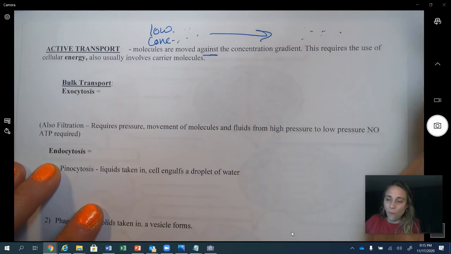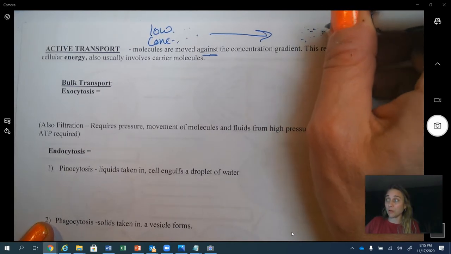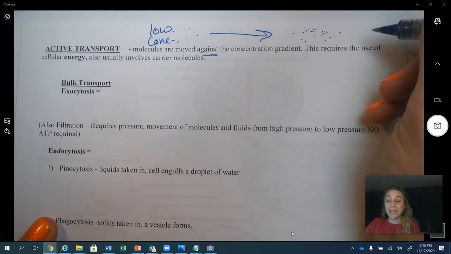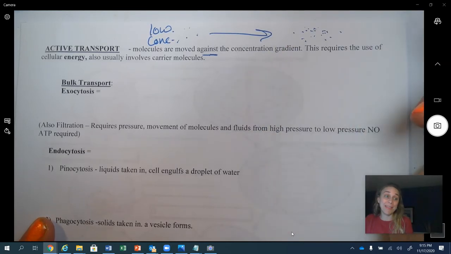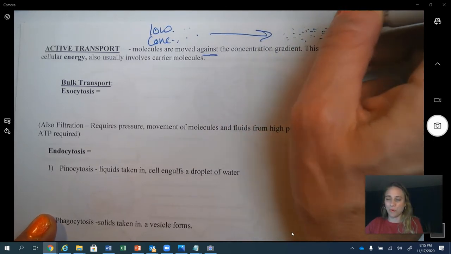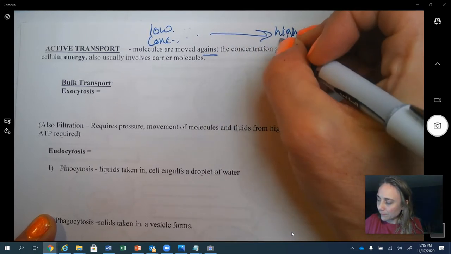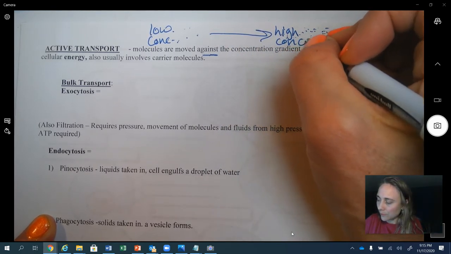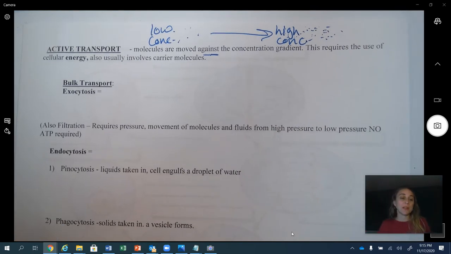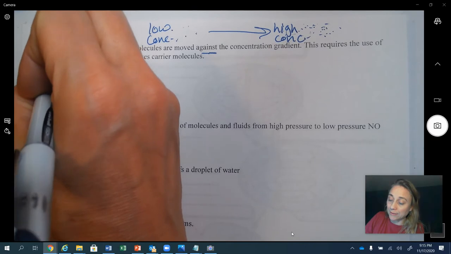Coincidentally, there's no pump for water. You can move salt out of a cell and water will follow. And that's how you sweat, and that's why your sweat is salty. It has to be, otherwise we wouldn't be able to lose water. So that's a defining feature: moving possibly from low concentration to high concentration, against the concentration gradient, and requiring energy, usually ATP.